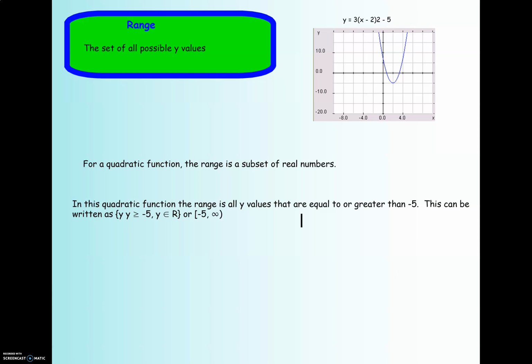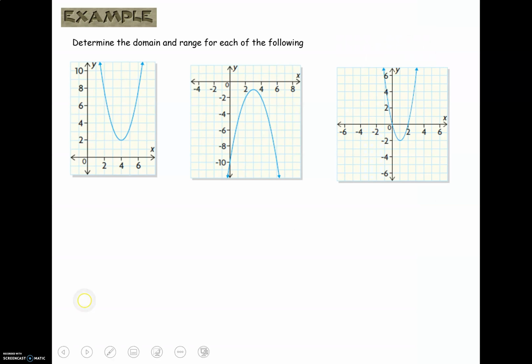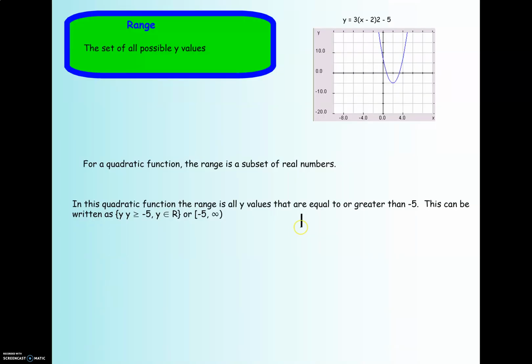The set of all possible y values is our range. Sorry, this little line here should be right here, which we learned about in our linear inequalities; that line stands for "such that." So if I wanted to read this out in English, it would say y such that y is greater than or equal to negative 5, and y belongs to the real numbers.